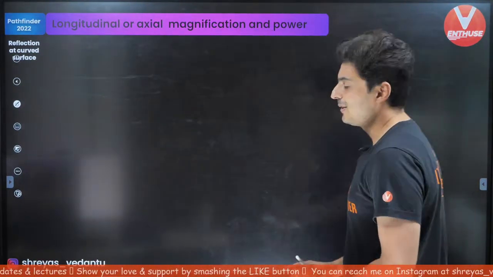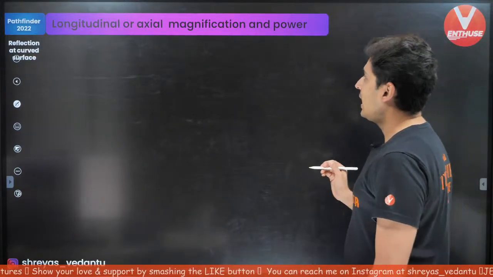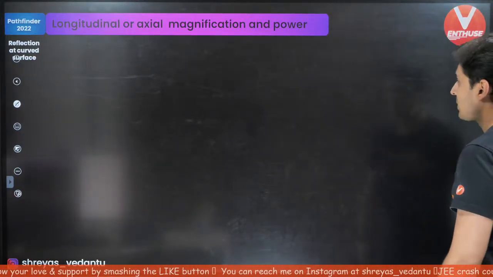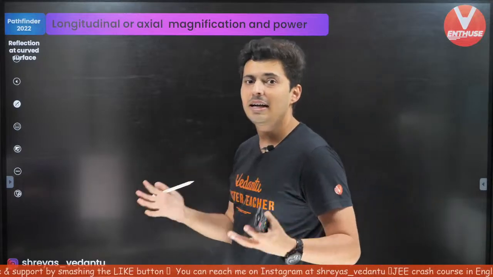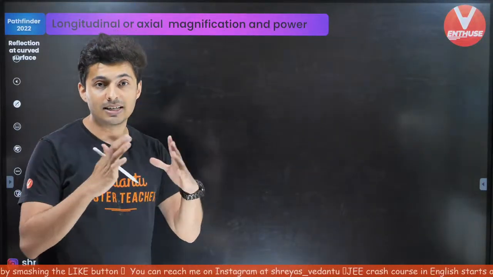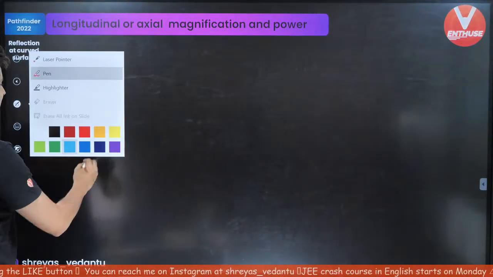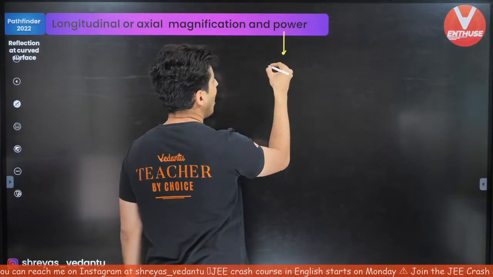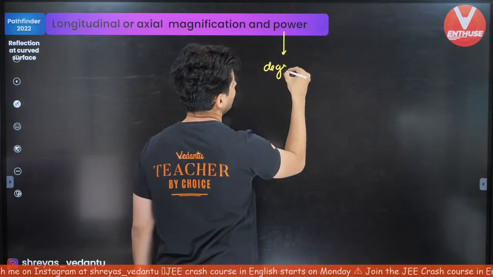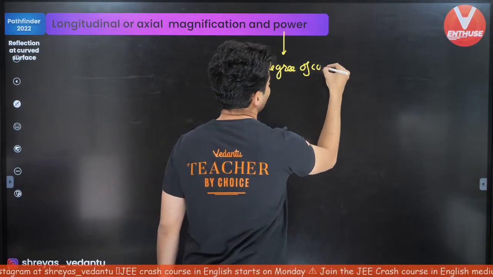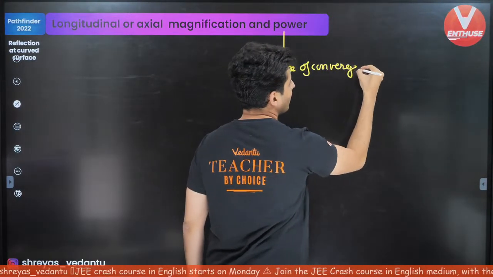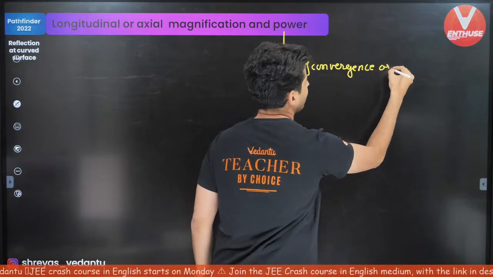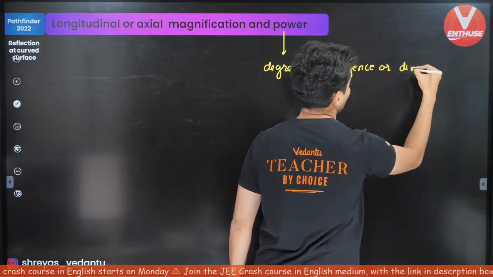Okay, so let's get started. Longitudinal axial magnification done, now power. Now what is power? Power is the degree of convergence or divergence. So simply put, power tells you the degree of convergence or divergence.